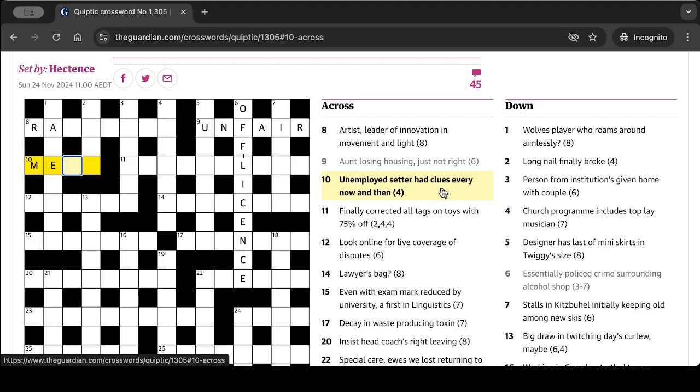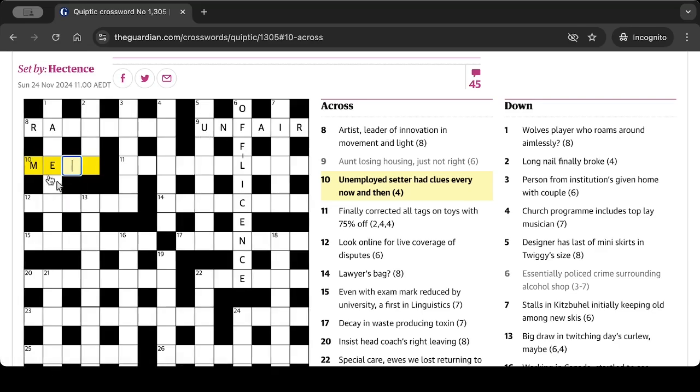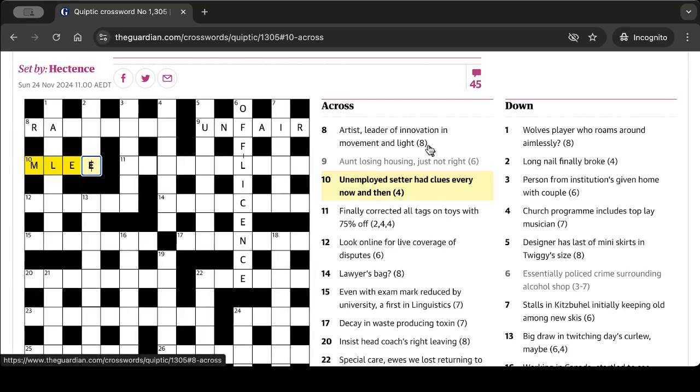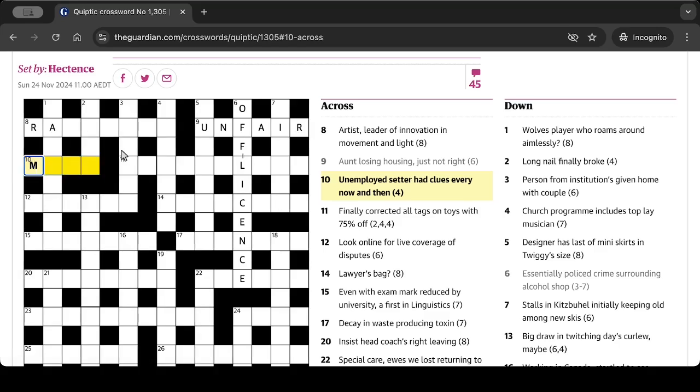So every now and then could be the first, third, fifth, or the second and fourth letters of clues. So it could be something like me with an L and an E in it, or potentially a C and a U, or a U and an S. This could also just be the word setter had clues every now and then. So it could be S-T-E-H or E-T-R. So if that doesn't jump out, that's no problem. Let's come back to that later. There's a few things that could be the mechanics there.